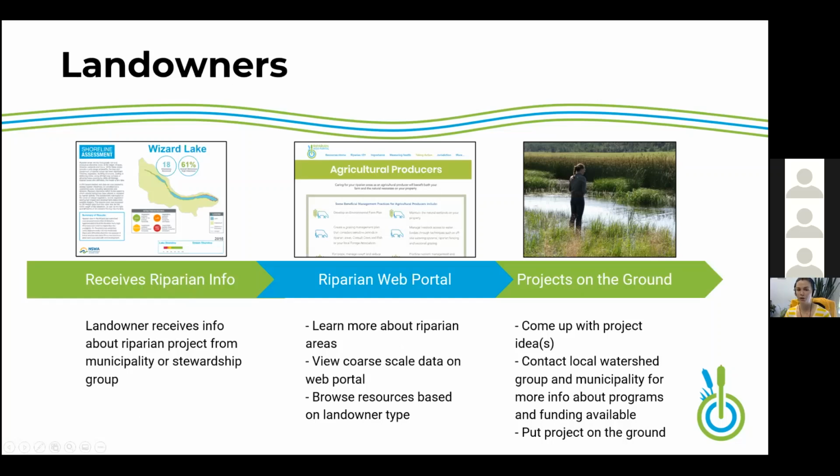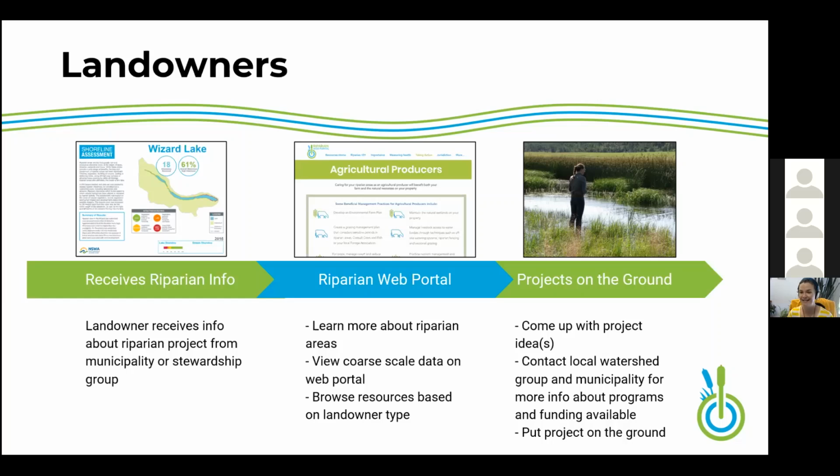The next, we would encourage that landowner to go to the Riparian web portal to learn about riparian areas and to view the data at that bird's eye view coarse scale. Not able to zoom in all the way, but they get to learn about their neighborhood and the watershed that they live in. And then we encourage them to browse the resources that are based on their landowner type. And then the last is to put projects on the ground.